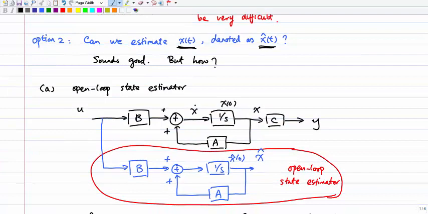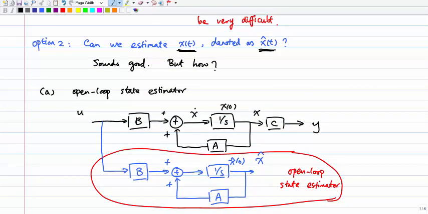This is a block diagram for the open loop state estimator. The black portion of this block diagram shows the original linear time invariant system. Basically, you have the u, Bu, this is a Bu.